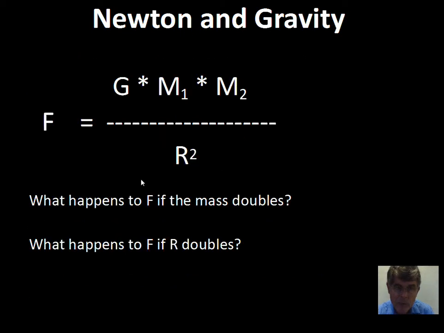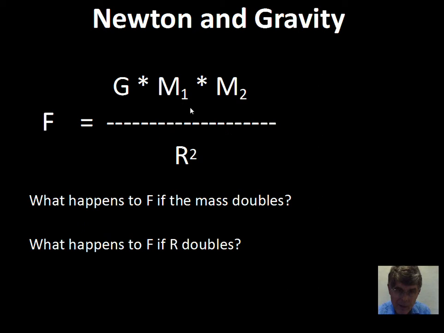So let's take an example of this. What will happen to the force if mass 1 doubles? If we consider a planet, if the size stays the same and somehow we can double the mass of the Earth, what would happen to the force? Well, if m1 is twice as large, everything else being constant, the force will be twice as large. What happens to the force if r doubles?